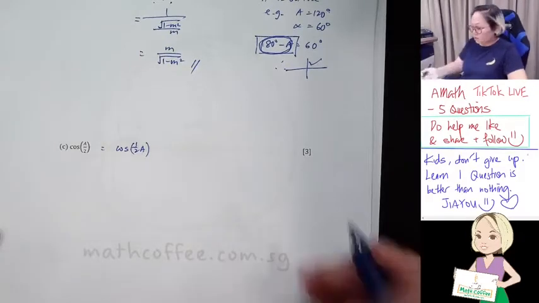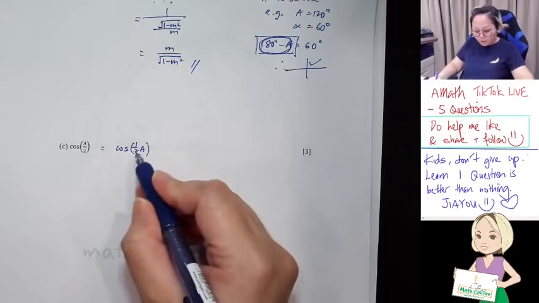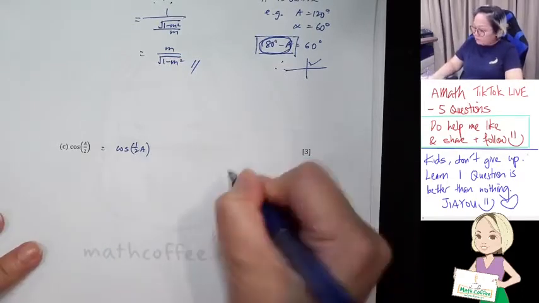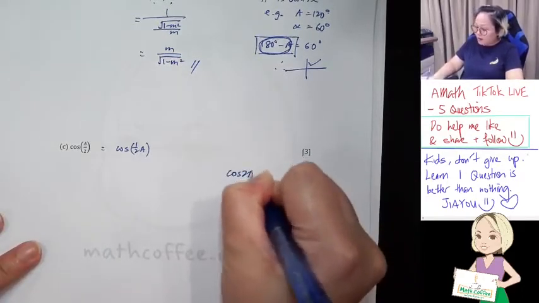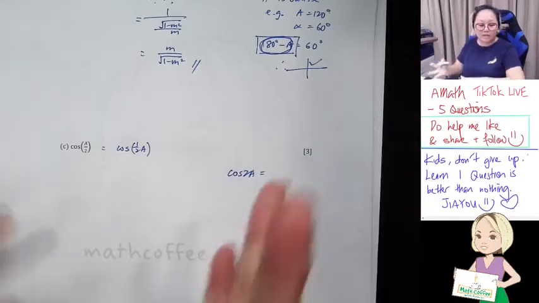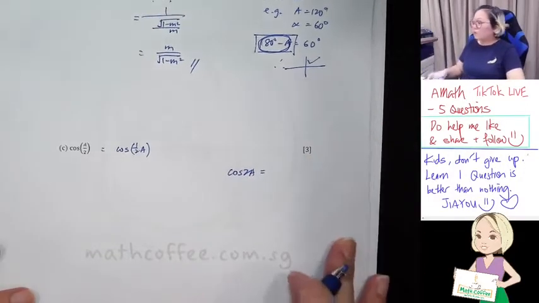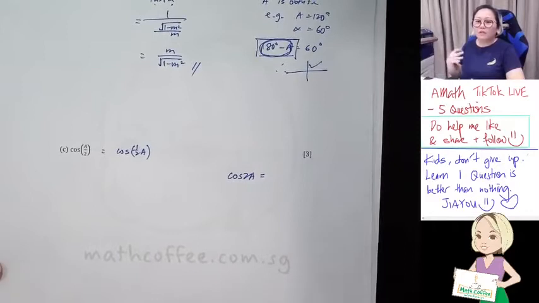Okay, so now see here. This one, I'm going to use this formula. Write out the formula for cosine 2A. Remember, cosine 2A, you actually have 3 formulas, right? Usually the first formula, we seldom use it.